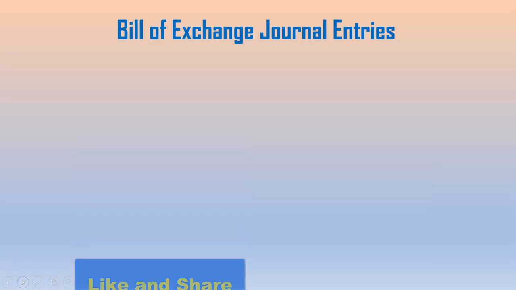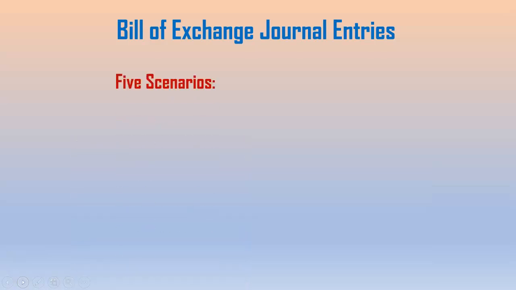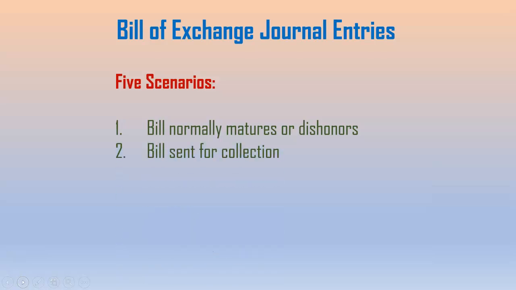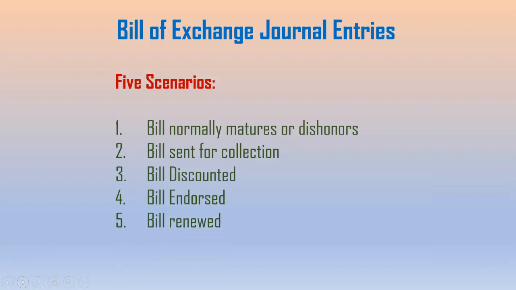I'm going to cover 5 scenarios in this video. Scenario 1. Bill normally matures or dishonors. Scenario 2. Bill is sent for collection. Scenario 3. Bill is discounted. Scenario 4. Bill is endorsed. Scenario 5. Bill is renewed. And Scenario 6. Bill gets retired.